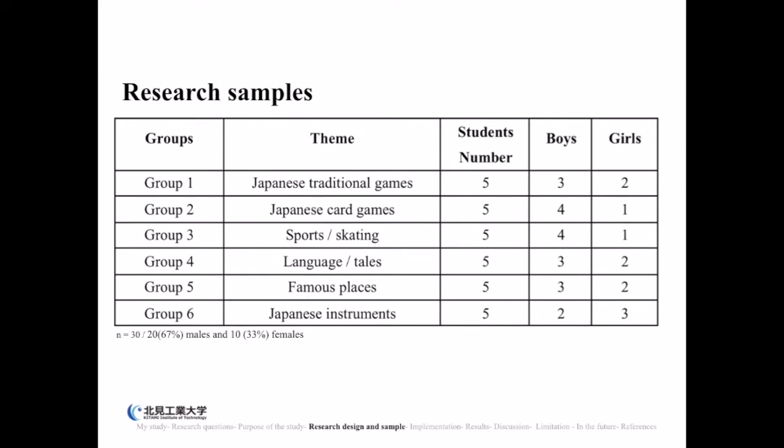And group number 4 showing language and old tales of Japanese stories. And group number 5 was showing the famous places in Japan and also in Egypt. And the group number 6 was showing the Japanese instruments. The Egyptian students chose other topics. And this was also giving freedom for students to provide anything they want and to come up with their own contents and then show and work on it.